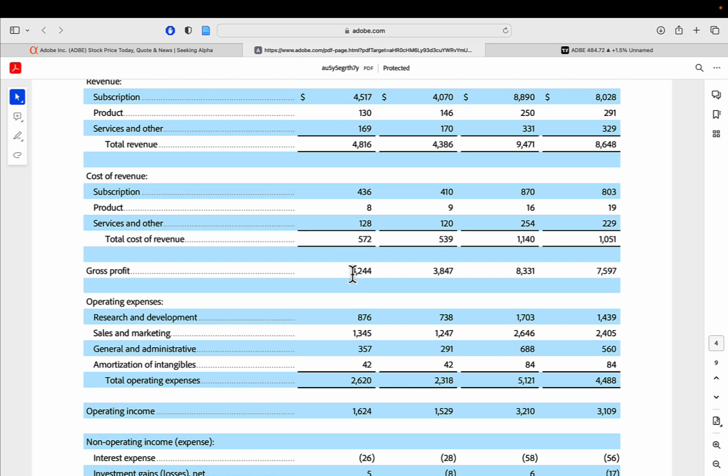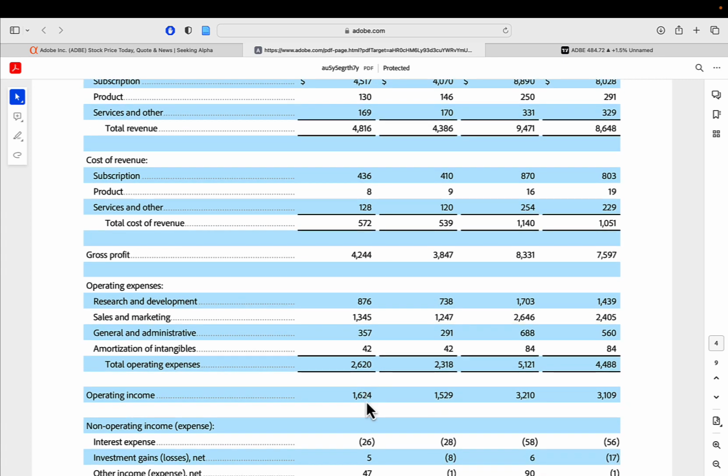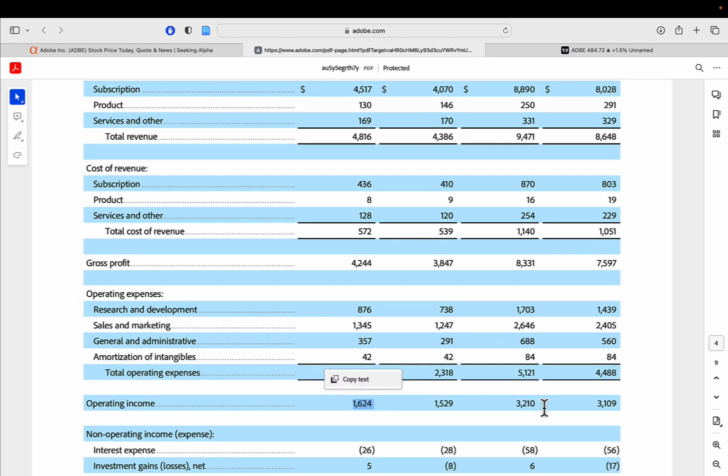And as you see, gross profit increased by about $500 million, while operating expenses increased only by $300 million. That difference has translated into our operating income, up from 1.5 all the way up to $1.6 billion for this last quarter. On a six-month basis, we see that this is steady. Adobe's operating income is up from $3.1 billion all the way up to $3.2 billion.